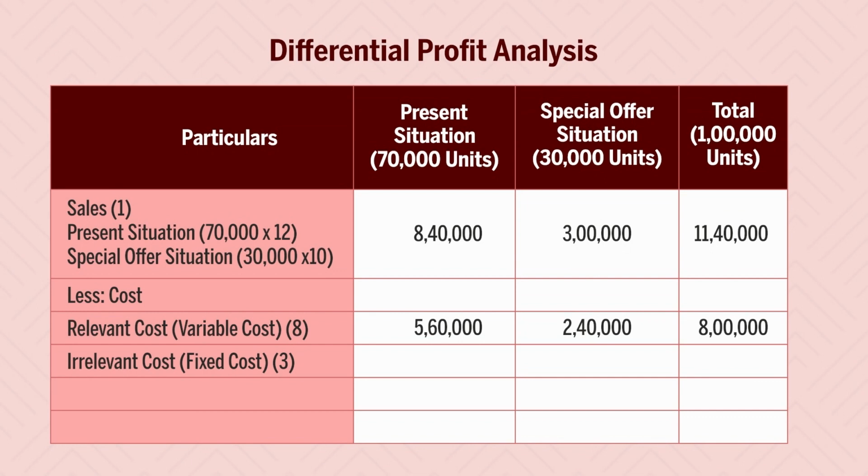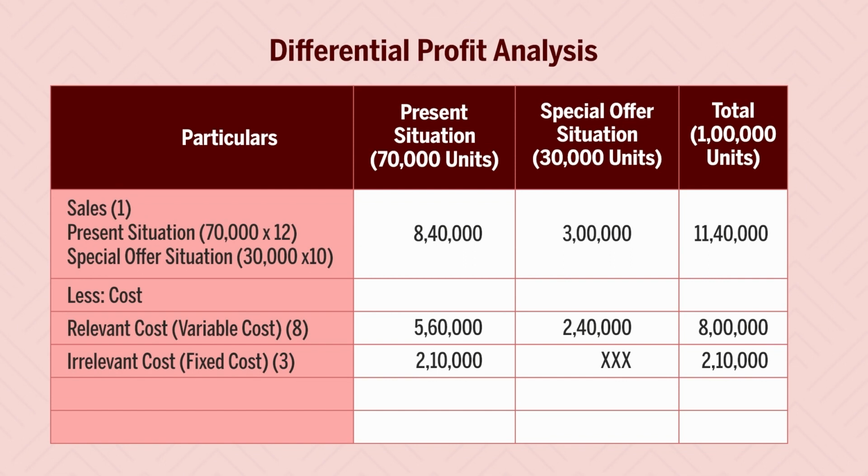Irrelevant cost, meaning fixed cost, is rupees 3, and that is for the present situation only. So for 70,000 units, rupees 3 is our fixed cost, that is 2,10,000, and for the special offer situation, irrelevant cost is nil, 0. The reason is what? The total fixed cost is covered by the present situation, and therefore there is no fixed cost for the special offer situation, and that is why it is irrelevant cost. And total fixed cost, or total irrelevant cost, is 2,10,000.